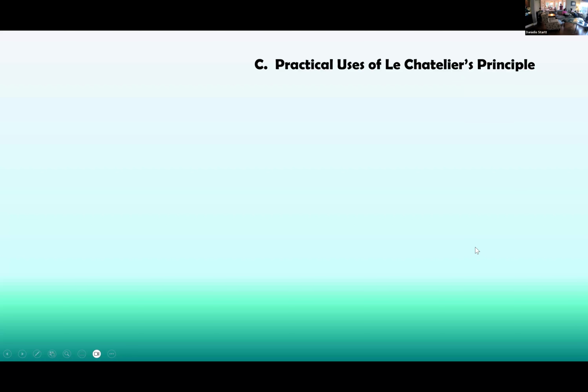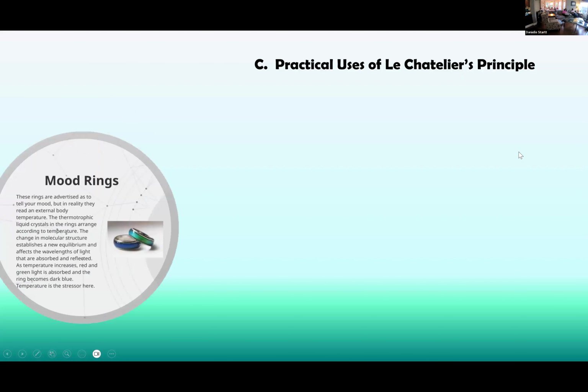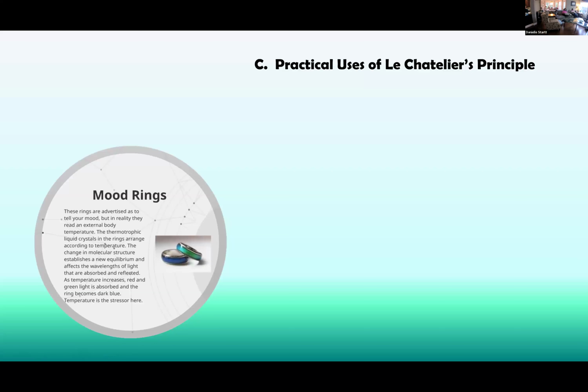All right. So, practical uses of Le Chatelier's principle, aside from just making cloudy solution in lab. Fun, but how practical is it? All right, anybody have a mood ring? Aren't they fun? They change color on you, don't they? They're never accurate, but they're fun, right?